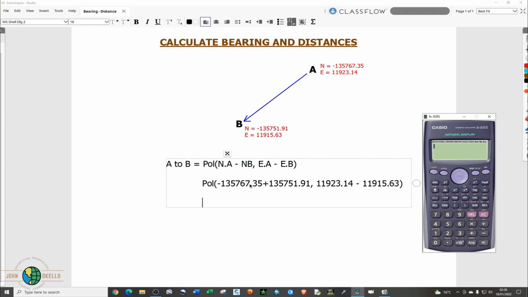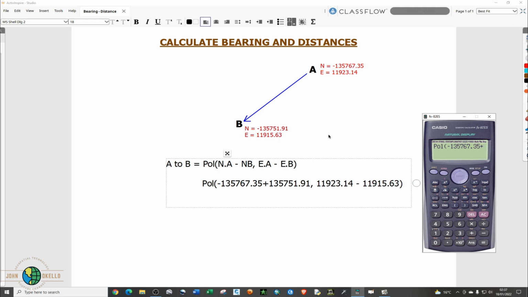So in order to pull the Pol function in your calculator, this fx-991ES, just click shift, so shift and then plus. Then negative 135,767.35. So I forgot the negative sign. So negative is right here. Minus negative this. So negative minus a negative, that's positive.